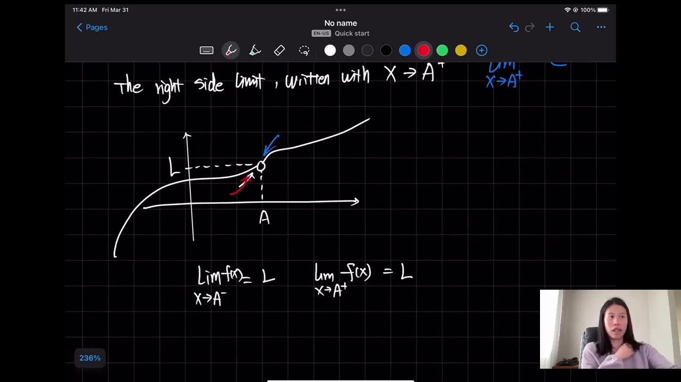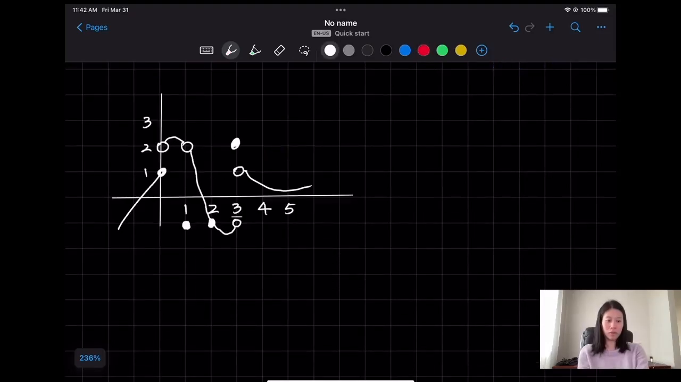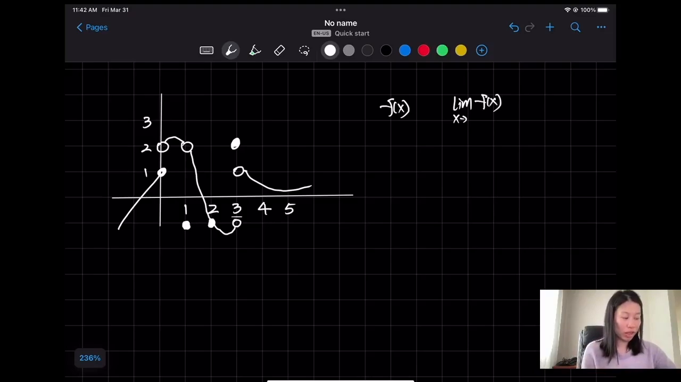Okay, so now let's take a look at this example. Let's examine f(x), and then the limit as x approaches some number from the left side and the right side, and see what happens. So let's say when x equals 0, the function equals what? Which one is defined? Equals 1, right? Because that's the solid dot.